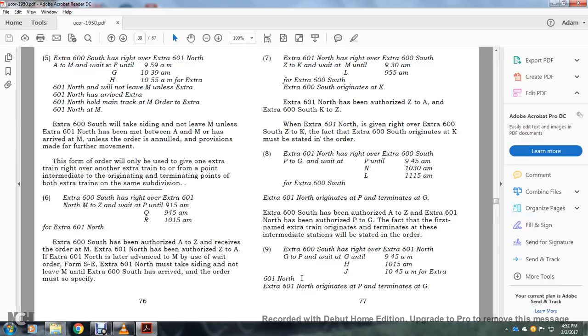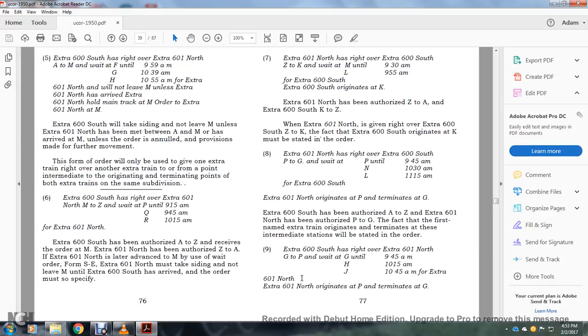The form as ordered will be used to give one extra the right over another extra, to the point of the immediate origination or the termination points of both extra trains on a substitute subdivision. Example 6: Extra 600 South has the right over extra 601 North, M to Z. Wait at P until 9:50 a.m.